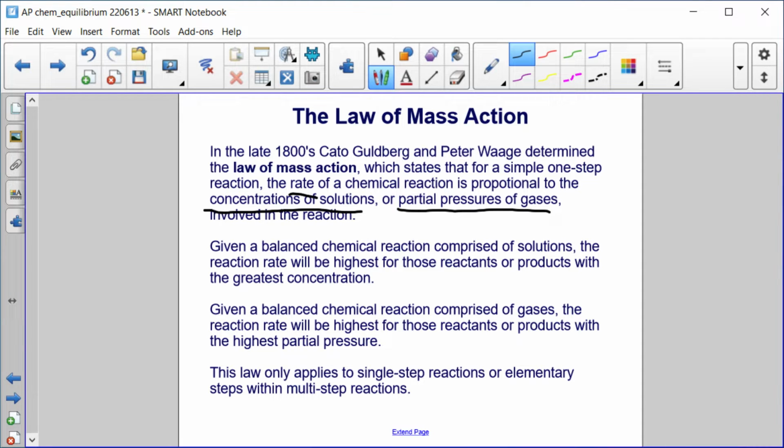So, given a balanced chemical reaction comprised of solutions, the reaction rate will be highest for those reactants or products with the greatest concentration. Given a balanced chemical reaction comprised of gases, the reaction rate will be highest for those reactants or products with the highest partial pressure. This law only applies to single-step reactions or the elementary step within multi-step reactions.